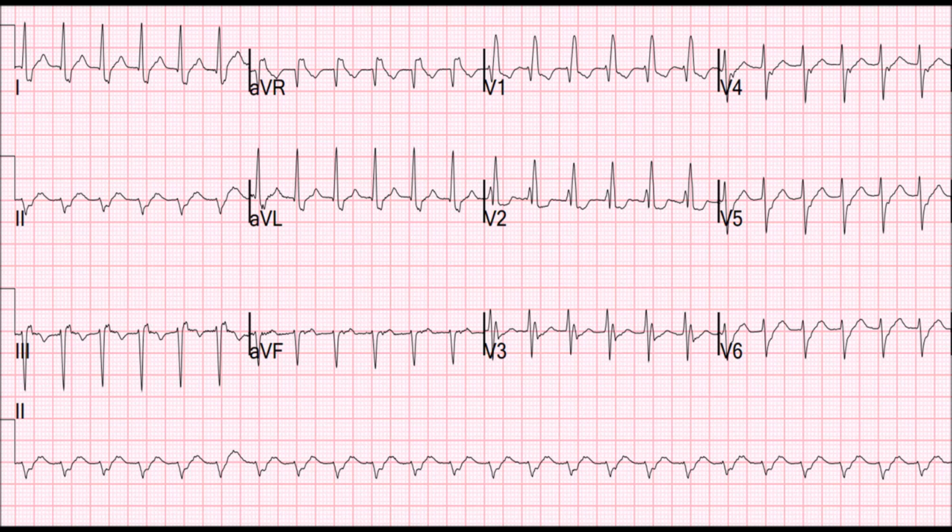If you give a WPW patient adenosine, what happens? It blocks the AV node, right? And your delta wave becomes huge, because everything's going down the pathway, okay? And if you put someone on the treadmill, typically the AV node, due to vagal withdrawal, starts conducting fast, and your delta wave narrows.